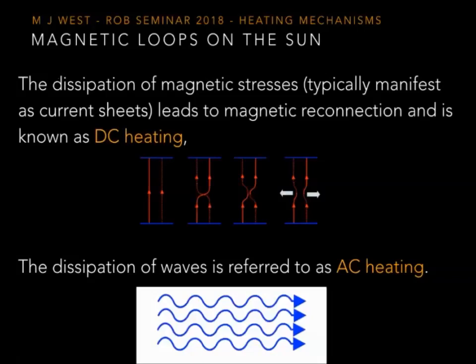Here is a rough schematic. You have two field lines, you wind them up, reconnection occurs, and energy is released at this point. And then secondly is the dissipation of waves, and this is referred to as AC heating. I'm going to start off with a very quick run through of DC heating and what it's all about, and then I'll move on to the AC heating mechanism. So we begin with DC heating.